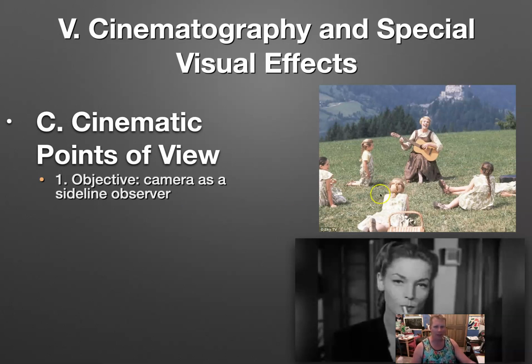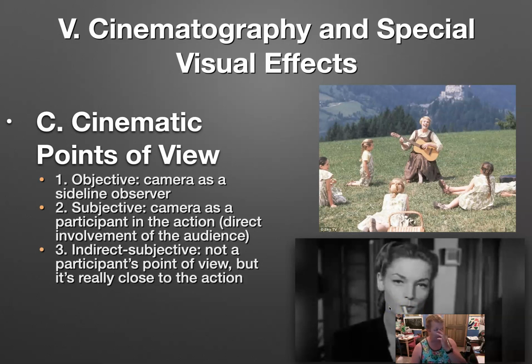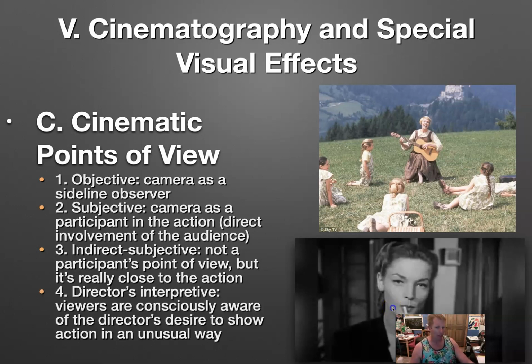There's the objective camera, which is from The Sound of Music here, where you're just a sideline observer and you're watching the film. Subjective camera, it's a participant in the action. It's a direct involvement of the audience, and you kind of get that perspective like here on the bottom. Indirect subjective is not the participant's point of view, but it's really close to the action. A lot of action films love to do that.